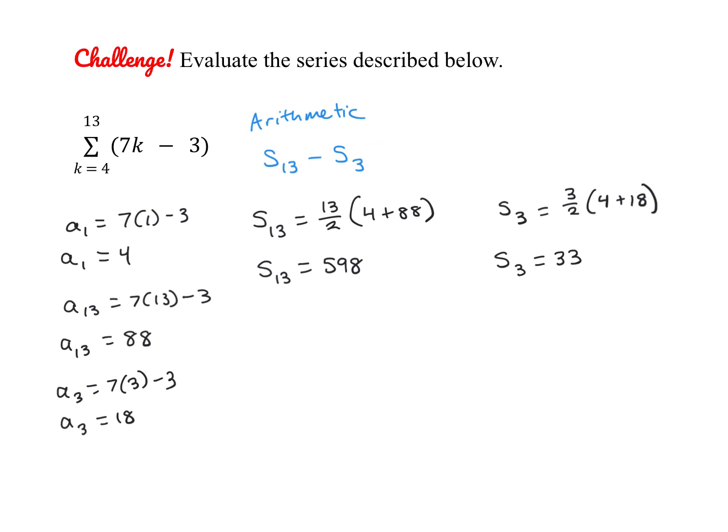Remember our strategy to accommodate this kind of different setup. We're going to do the sum of the first 13 minus the sum of the first 3. So our overall sum that we're looking for is 565.